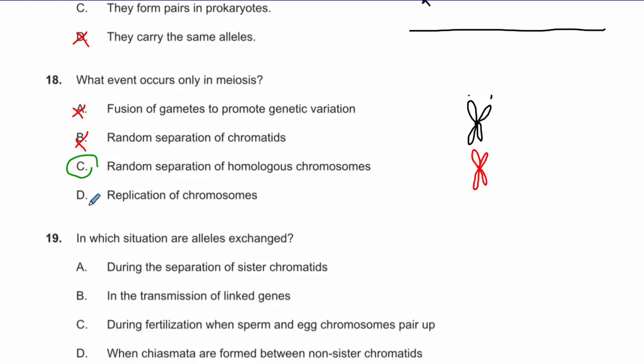Replication of chromosomes, no, that doesn't happen in either meiosis or mitosis. It happens in the synthesis phase of the cell cycle, so that is also wrong.